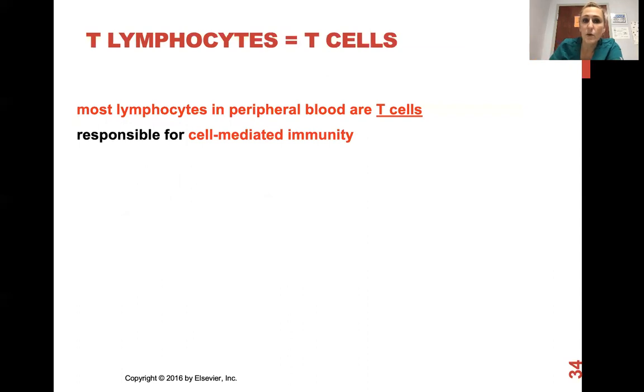T cells or T lymphocytes, they're responsible for cell-mediated immunity. They are the kind of lymphocytes that have the most representation in peripheral blood. So if you're seeing lymphocytes, pretty much they're going to be T cells, and that is responsible for cell-mediated immunity.